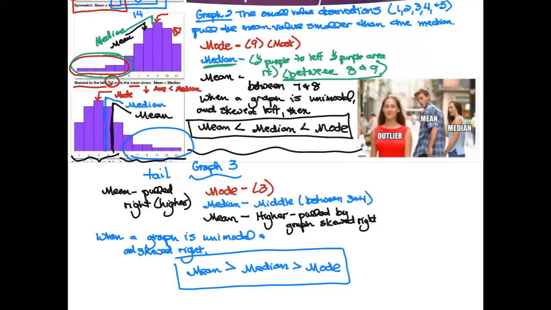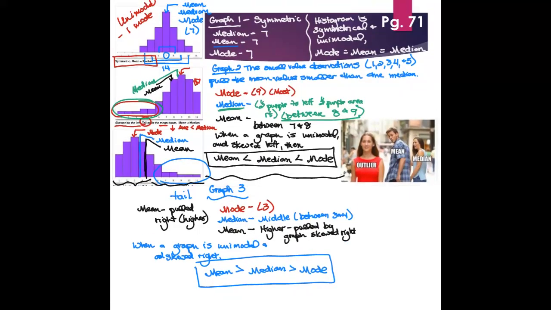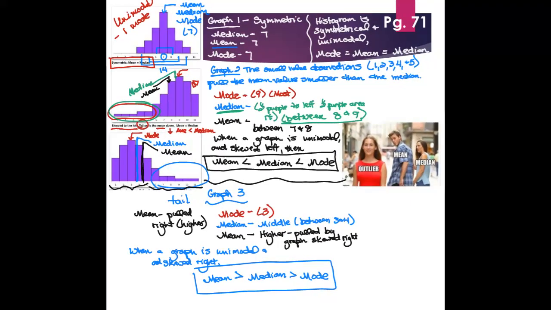Notice what stays in the middle of the other two for all three types. Even if it's skewed to the right, or skewed to the left, or symmetric, what always stays in the middle of my three measures of center? The median. The median is the middle. It still will stay in the middle for the most part. Okay?